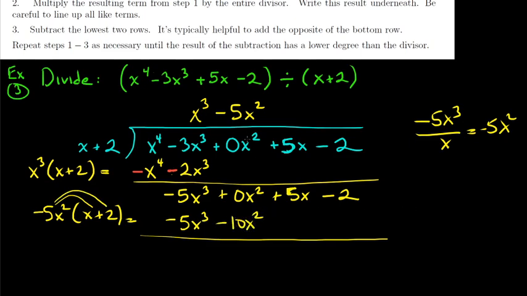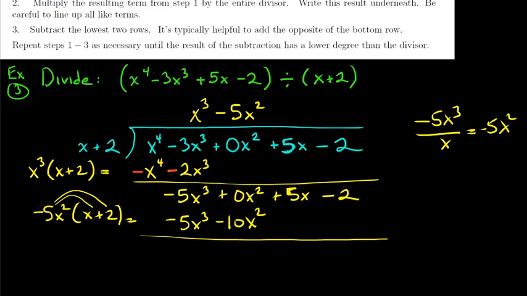See, this is why we needed the 0x squared. Because if you didn't write it, very likely you would put the negative 10x squared under the 5x. And that's going to be a disaster because these are not like terms. They don't have the same exponent. So if you try to subtract these, it's not going to work, right? So, yeah, the negative 10x squared goes under the 0x squared. That's why we needed the 0x squared, right?